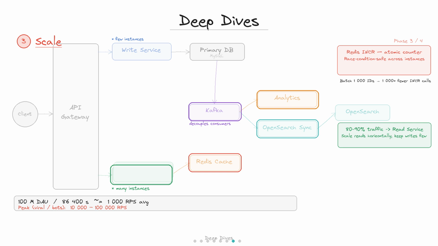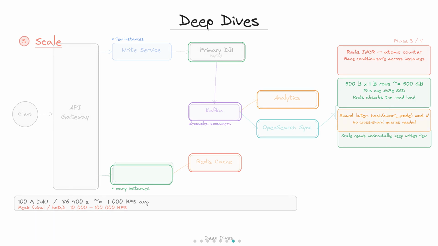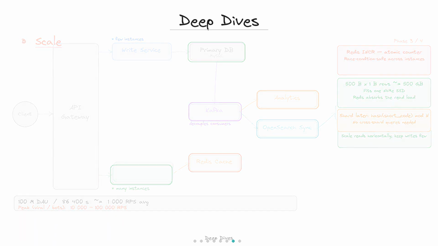For storage, 500 bytes per row times 1 billion rows is roughly 500 gigabytes. That fits on a single modern NVMe SSD. If you do eventually need to shard the database, hash the short code modulo n and route to shard n. Simple, even distribution, no cross-shard queries needed since every lookup is by short code.